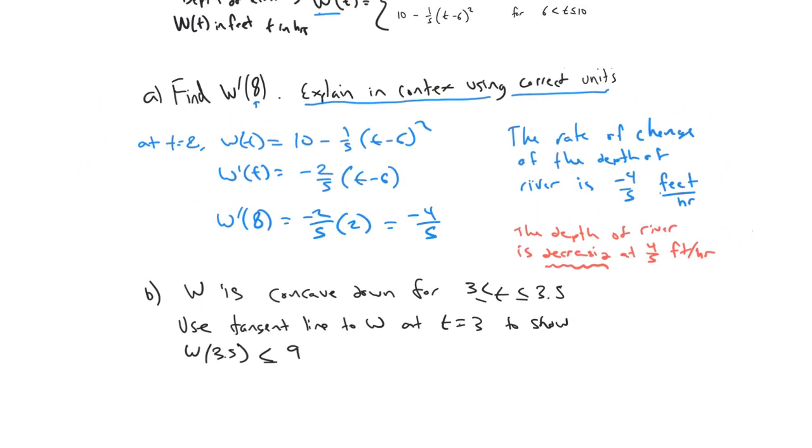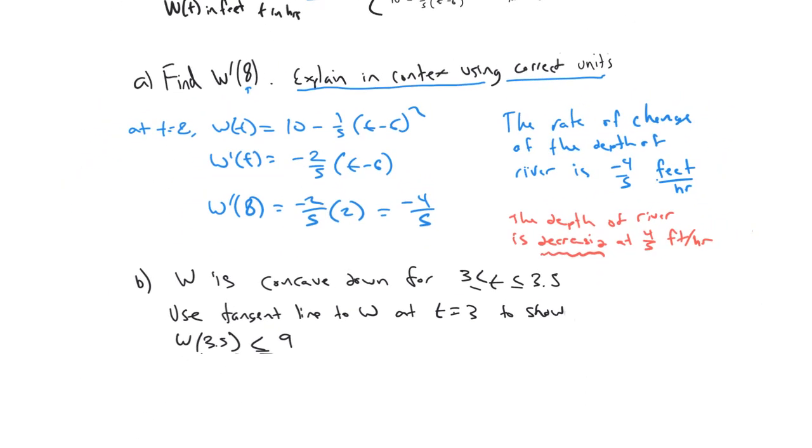All right, part B now tells us a fact. W is concave down from t equals 3 to 3.5. And it says to use a tangent line to W at t equals 3 to show w of 3.5 is less than or equal to 9. Okay, there's a lot going on in this, and the first time you read this, you're like, what am I supposed to do? Okay, so break it down into smaller pieces.